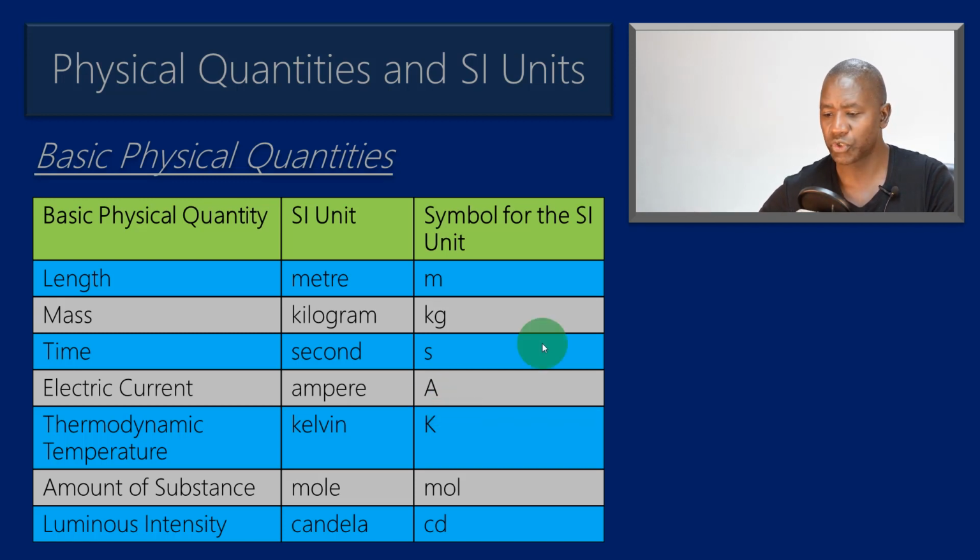And I'd like to draw your attention to the SI unit of time, which is second. You'll find that even in some textbooks, they write sec as the short form of second. That is not true. The short form of second is just s. When it comes to ampere, you'll find that sometimes they abbreviate it as amp. That again is not true. Strictly speaking, the short form of ampere is uppercase A.